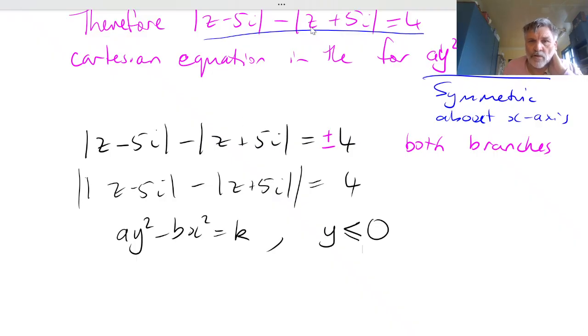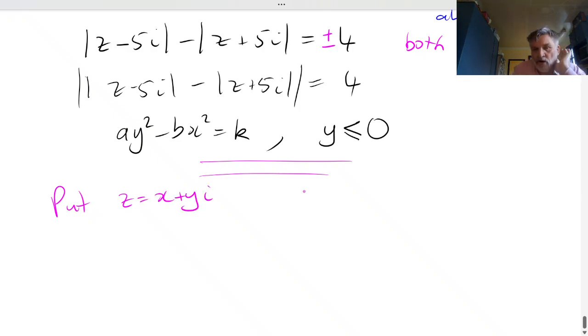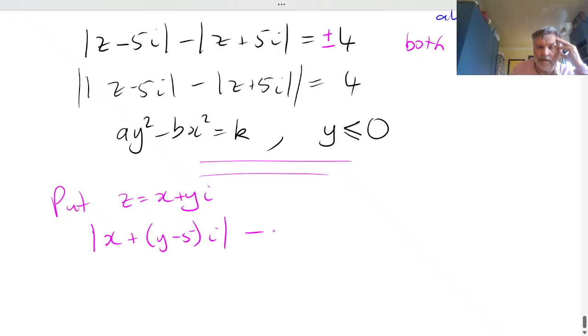Let's just look again at how you get a solution. What they're wanting you to do is to put z equal to x plus yi. It's the common thing to do when you're solving one of these locus questions. And you put that into the equation: modulus of x plus y minus 5i, take away modulus of x plus y plus 5i, has to be 4.